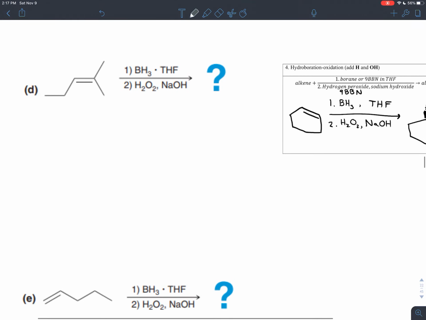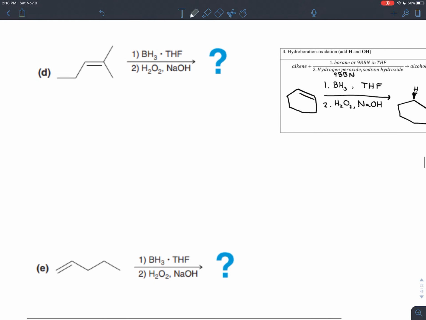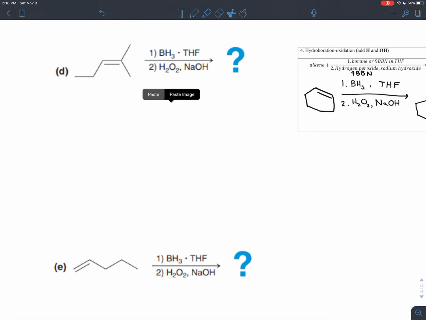Okay, let's try D. You see an alkene, you think addition reactions. You see borane, BH3, in THF, stabilized by tetrahydrofuran. That's the first step, followed by hydrogen peroxide and sodium hydroxide, and you think hydroboration-oxidation. You add hydrogen and boron, and then the boron is replaced by oxygen. So with hydroboration-oxidation, we're going to be adding H and OH, anti-Markovnikov, and syn.